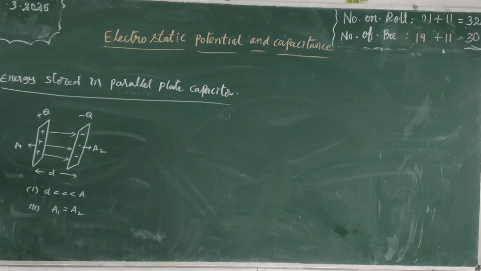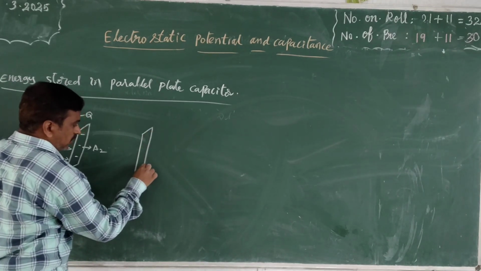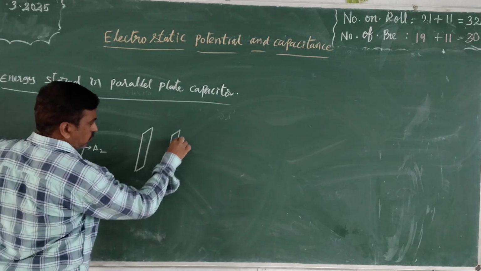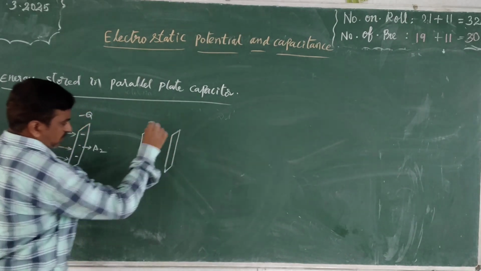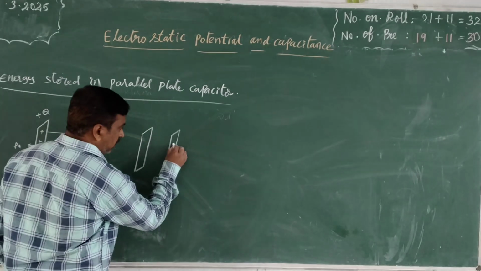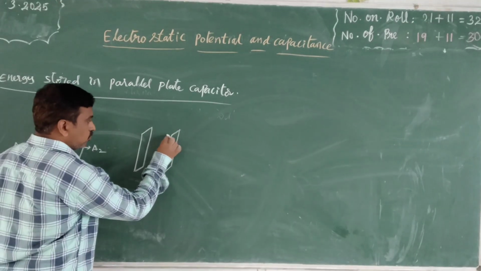In this one, how is energy stored? That we discuss. For example, starting with no charge. We can take this plate with no charge, and here another plate, also with no charge. So initially there is no charge. For that, we can take a small charge dq and store it here.